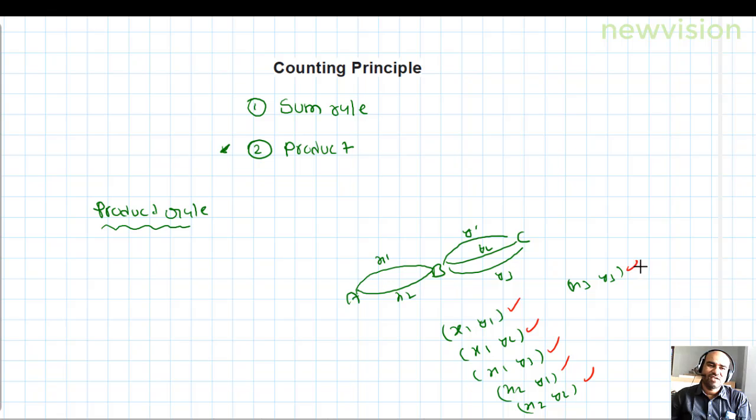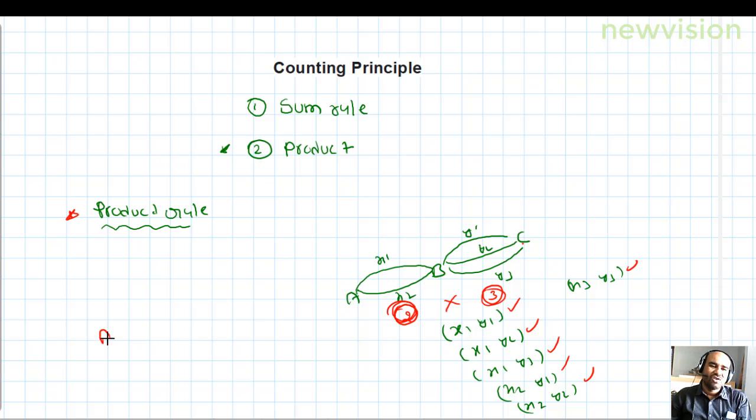Okay, students, the important thing here is, by using product rule, how can you get the correct answer directly? From A to B, you have two ways. B to C have three ways. You want to travel from A to C via B. Via B means only after traveling from A to B can you travel from B to C. One operation depends upon another operation. In this case, the number of ways he can travel from A to C is nothing but 2 into 3, that is equal to 6.